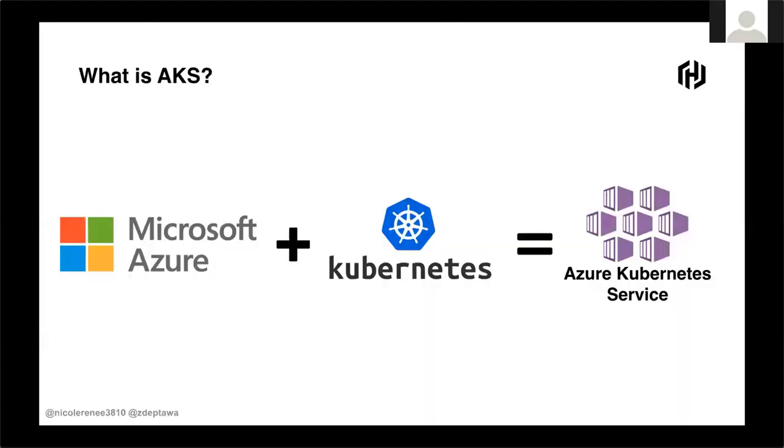So Kubernetes in itself is super awesome for container orchestration, but what if you only want to focus on your application and you don't want to worry about the operations side of things, you don't want to worry about the infrastructure that's running it? Well, that's where something like AKS comes in. And AKS stands for Azure Kubernetes Service. So simply put, it's a fully managed Kubernetes experience running on top of Microsoft Azure.